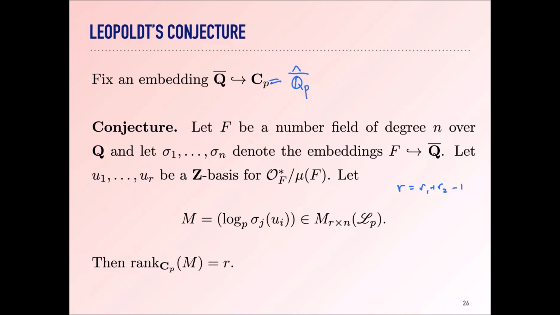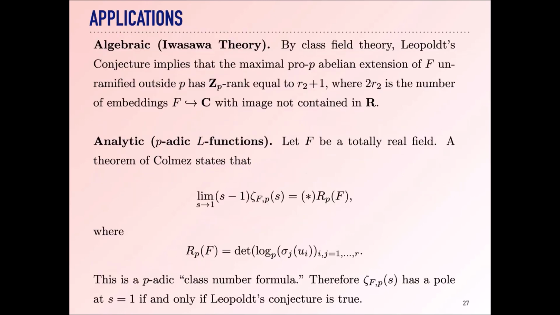I'm not going to have time to go over these slides, but I'm going to include them, so if anybody's interested, they can look back. I give some applications of this conjecture. Algebraically, it's used in Iwasawa theory, which I study, and also the theory of p-adic L-functions, which I also study. This is kind of cool: there's a p-adic zeta function that interpolates values of the classical zeta function.